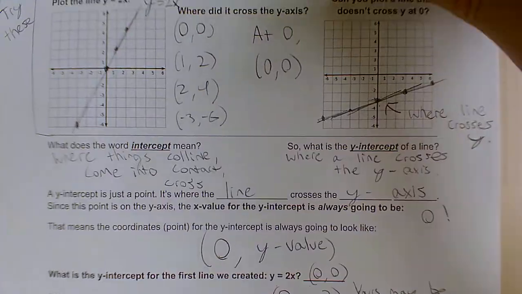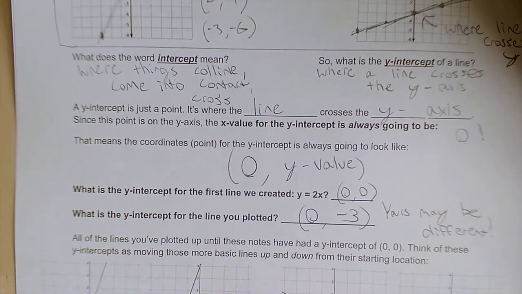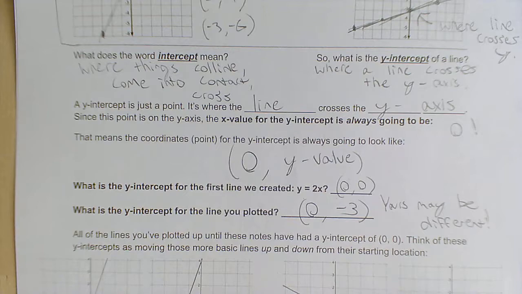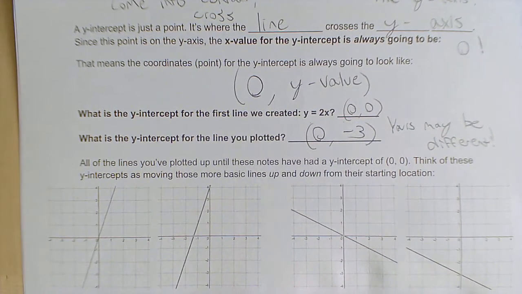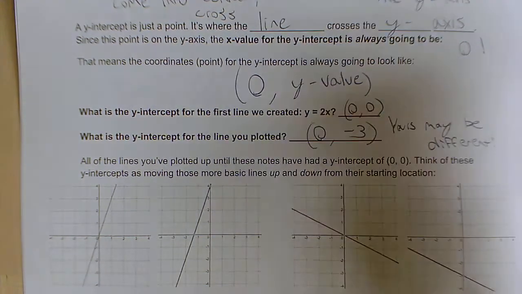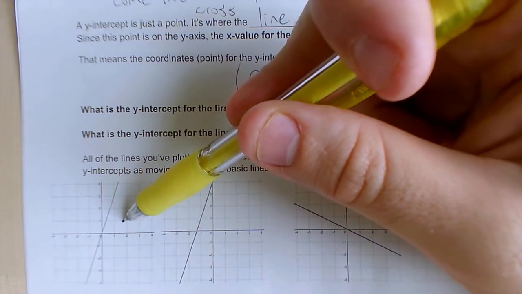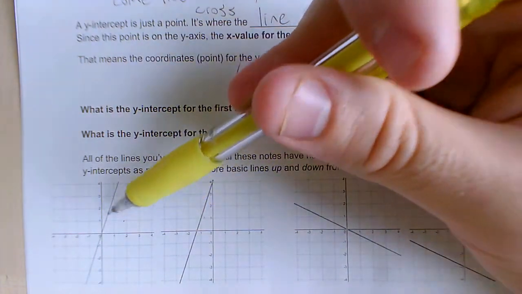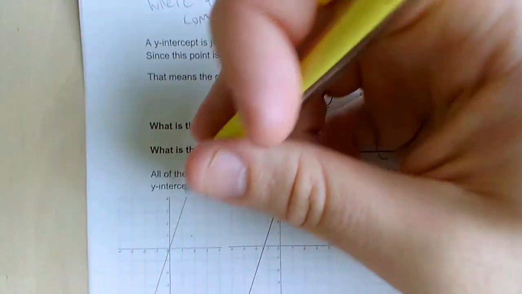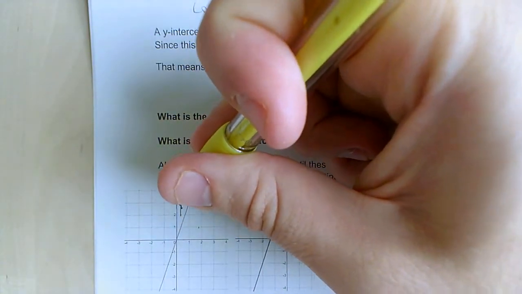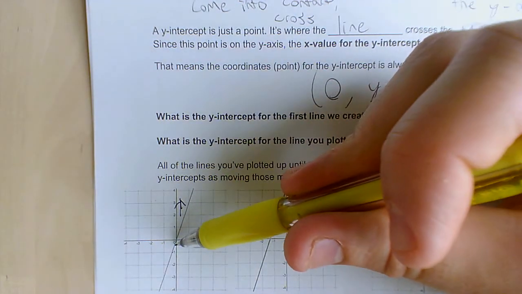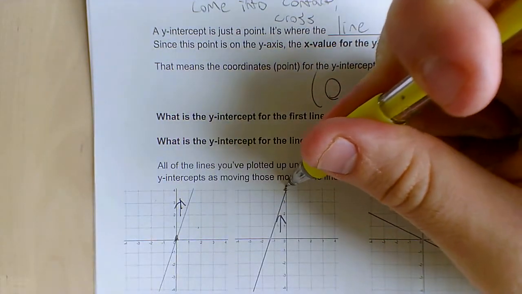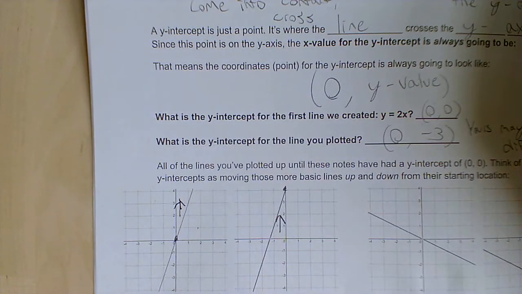Okay, so all of the lines you've plotted up until these notes have had a y-intercept of 0, 0. Think of these new y-intercepts as moving those more basic lines up and down from their starting location. So think of this left line as its starting location, and if we compare it to the one on the right, it has moved up a little bit. This line has literally gone from here and moved all the way up to there based on its y-intercept.